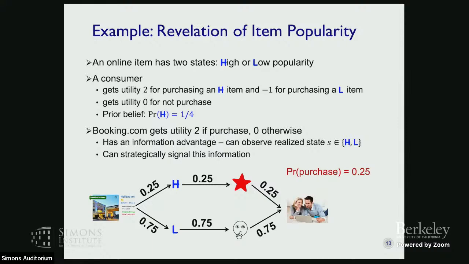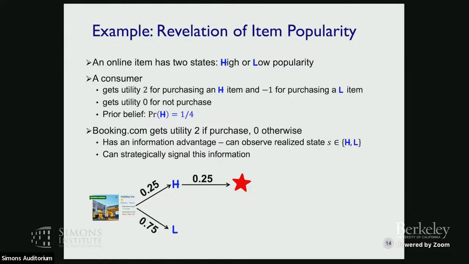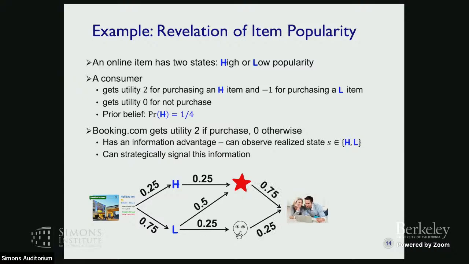Is this the best you can do? Well, the answer is no. It turns out you can do it in a more strategic way to significantly improve your utility. Here's what you can do. Whenever it's high popularity, of course, you say this is a high demand item. But when it's low popularity, 2 out of 3 of the time, you still say this is a high demand item. Otherwise you keep silent and don't say anything. Now from the consumer's perspective, whenever he sees a recommendation or a star, he knows that this item is not for sure high popularity.